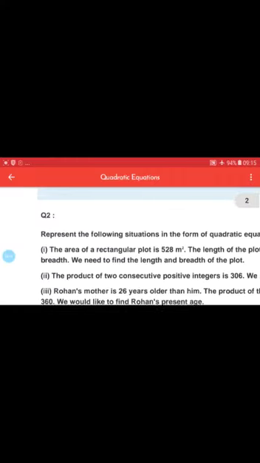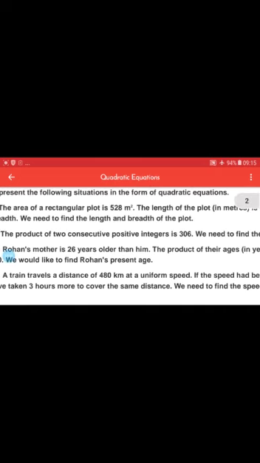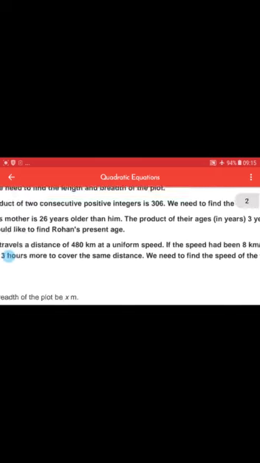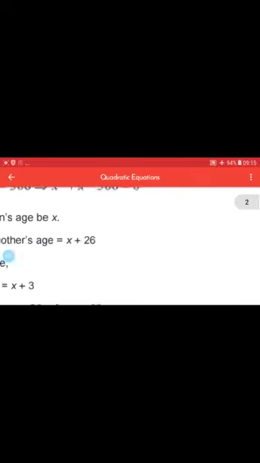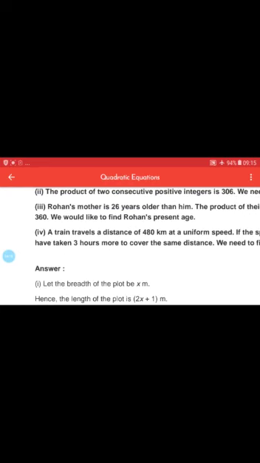Our second question is, the product of two consecutive positive integers is 306. We need to find the integers. So consecutive means what? You tell. Consecutive means x and x plus 1. So let the consecutive integers be x and x plus 1. So the product x into (x plus 1) is equal to 306, and accordingly you arrange that. Similarly, the third one also you try. Fourth one, let me solve.